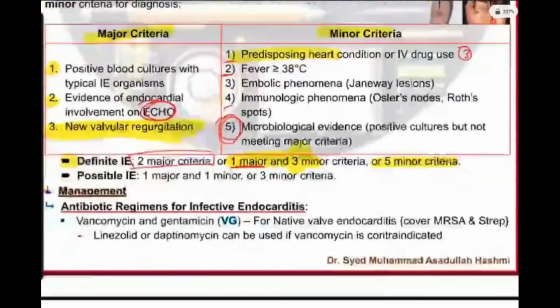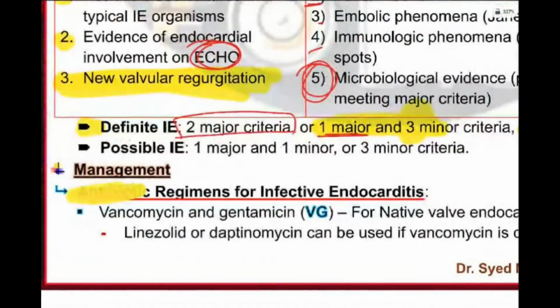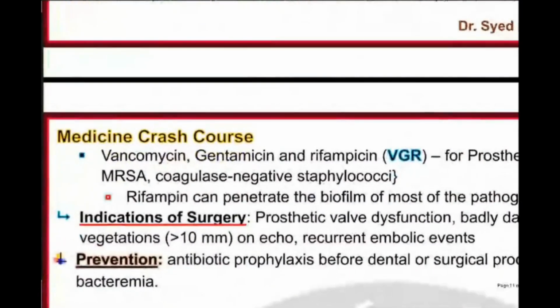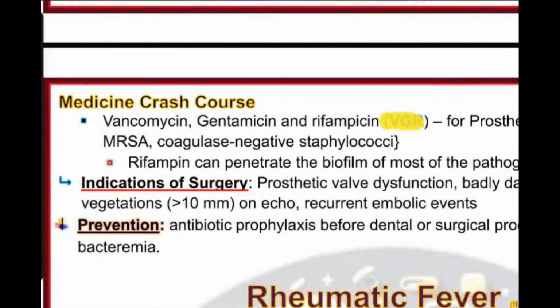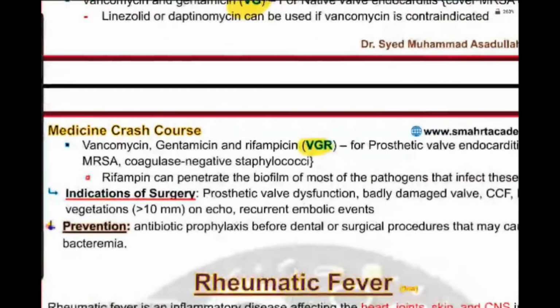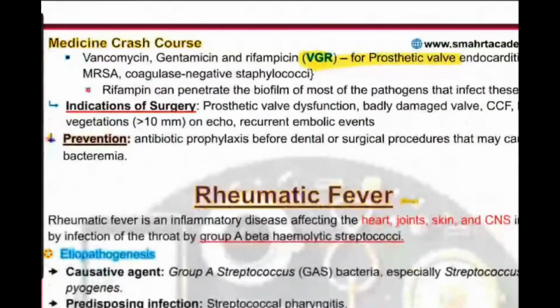Okay. How are you going to treat this? Antibiotics you give because it is an infection. You have to cover strep and staph. So for staph, any type of staph, you can give vancomycin and gentamicin, a combination. You can add rifampicin if you are suspecting biofilms, especially with a prosthetic valve. R for rifampicin: vancomycin, gentamicin, rifampicin. This is the antibiotic regimen.